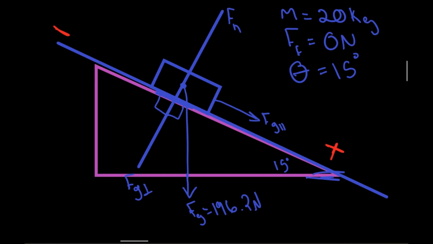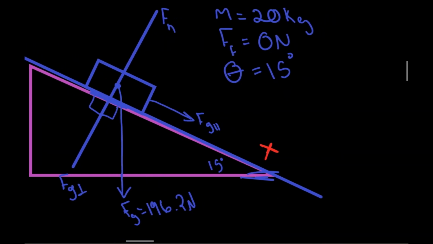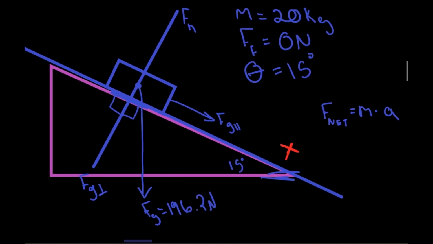And for this question, we're told to find the acceleration of the block down the ramp. So to find the acceleration, as we've learned from Newton's second law of motion, force net is equal to mass times acceleration. So we have to find a way to separate acceleration. So what forces are acting on this?